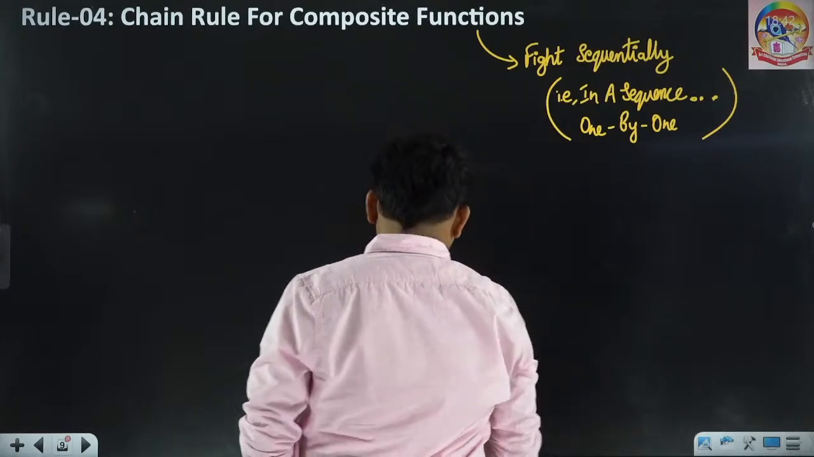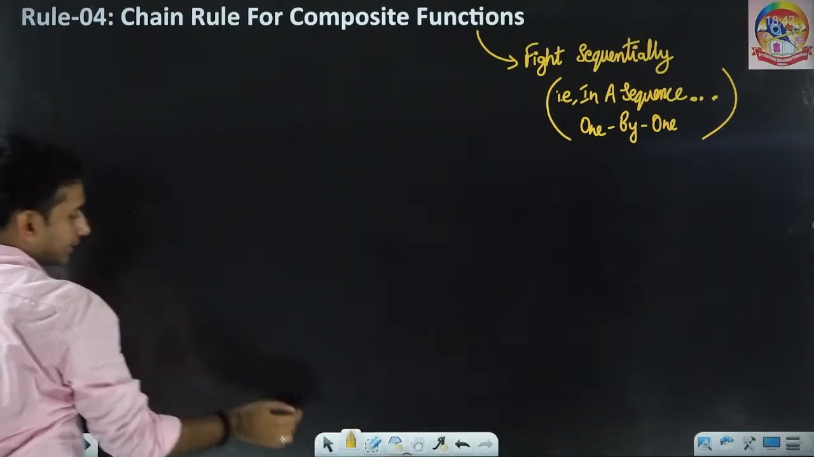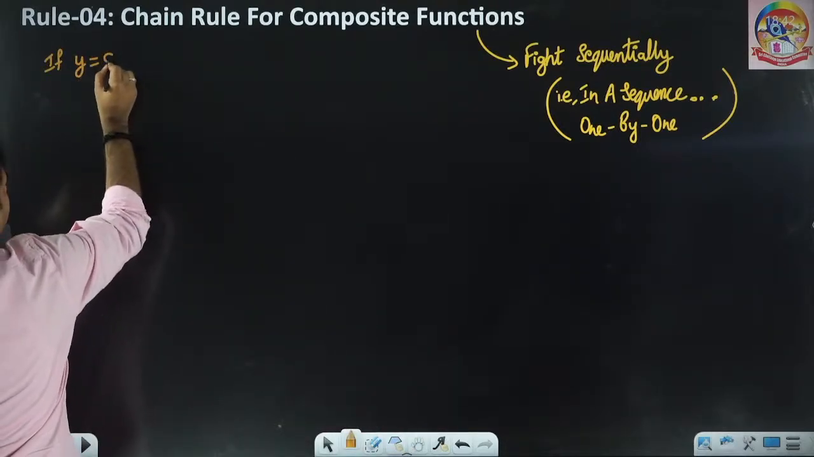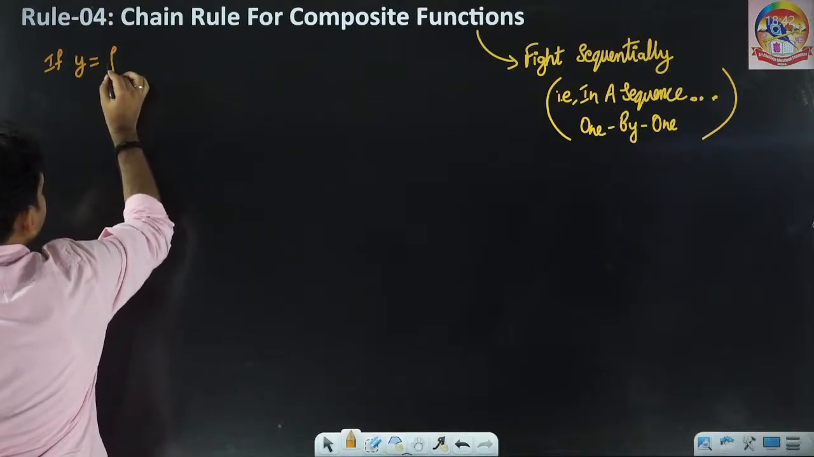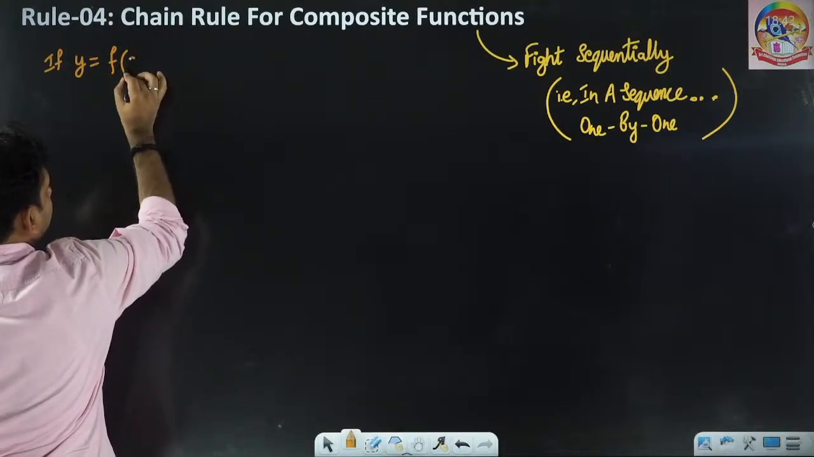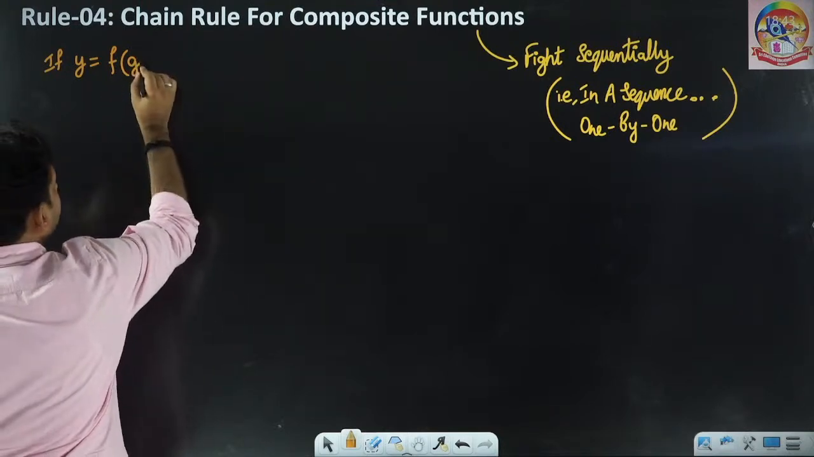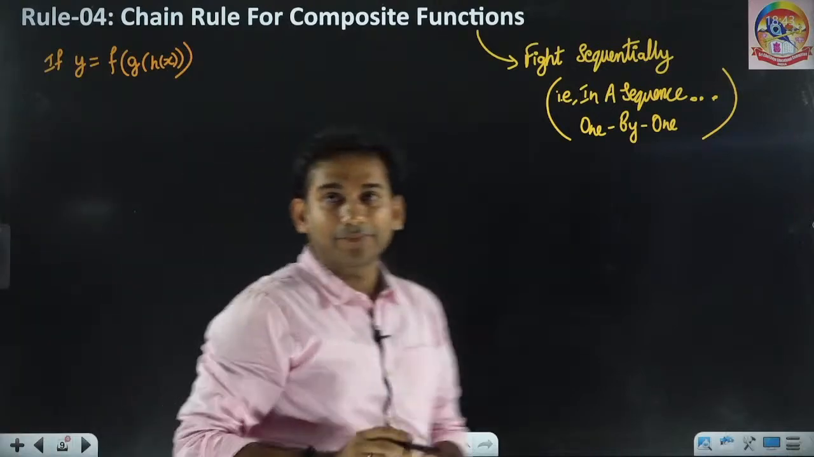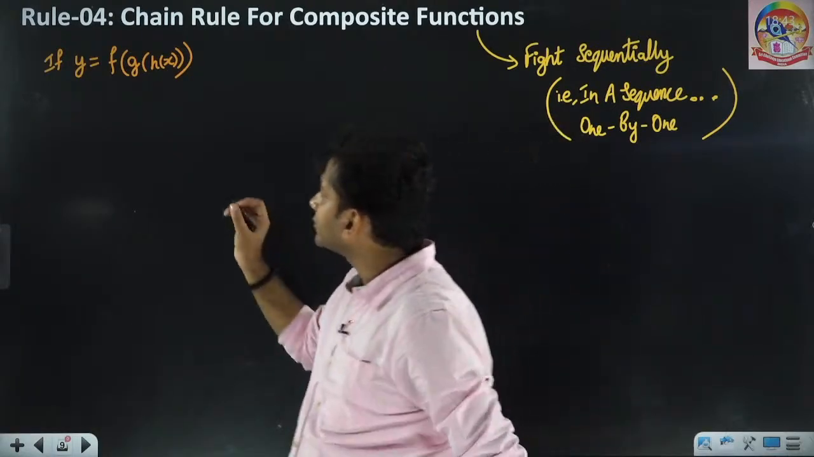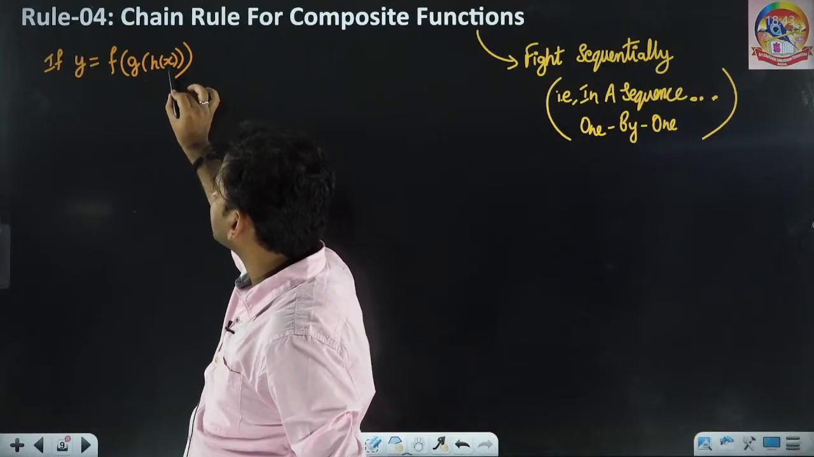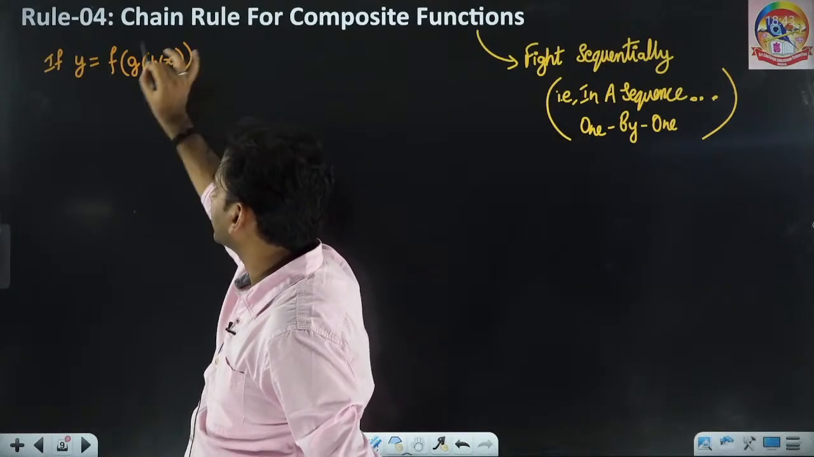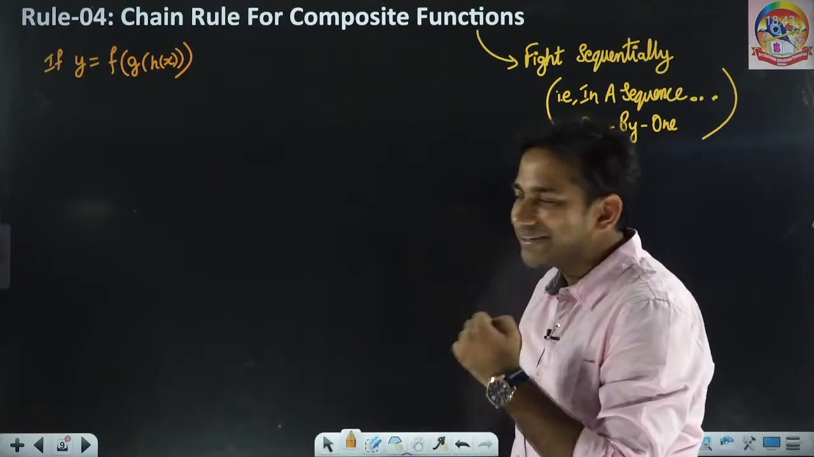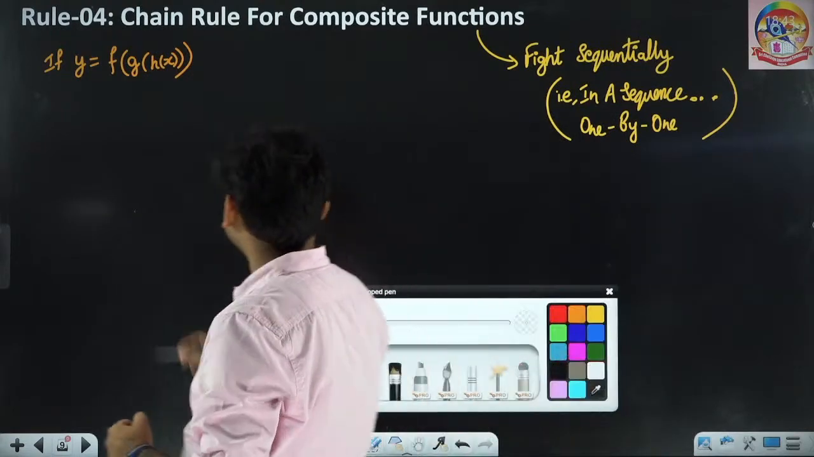What is the meaning of this? See, if I say there is a function y which is f, and inside the f there is not x, it is g, and inside g there is not x, there is h, and then there is the x. That means x is going inside h, h of x is going inside g, and g of h of x is going inside f. It looks very tough, so I'll give you an example.